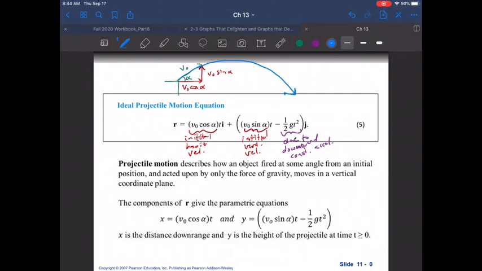All right, the components of r give the parametric equations x equals this. So again, this is the horizontal. This is the horizontal position after a time t, and this is the vertical position after a certain time t. x is the distance downrange, and y is the height. So vertical position and horizontal position, and they are totally independent of each other, except for time, because once vertically it hits the ground or horizontally it hits the ground, the timing stops. That's the big connection between the two, is that however long it has to travel vertically is also how long it has to travel horizontally.